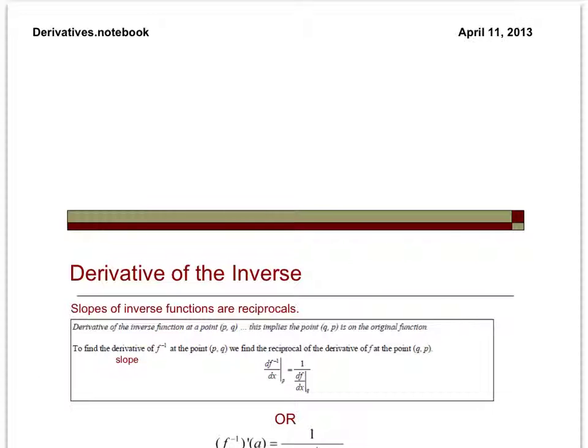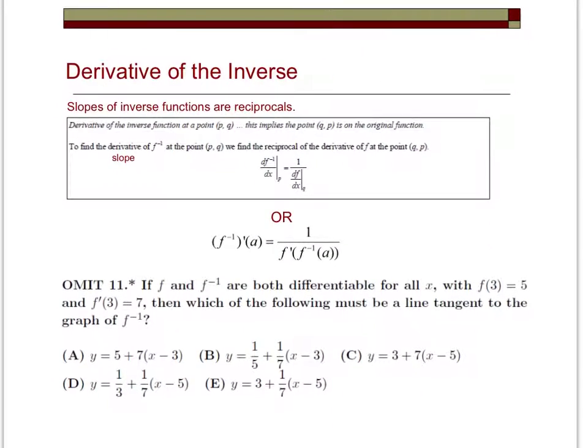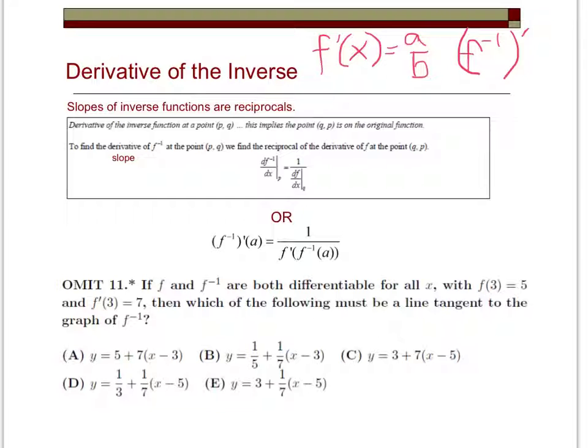Now the last topic that we'll be looking at is how do we find the derivative of an inverse function? Well, consider the derivative of an inverse compared to the derivative of the original function. So let's say f prime of x equals a over b. The derivative of the inverse function would just be the reciprocal of that, b over a. So if I can find the derivative of the original function, I'll just take the reciprocal.